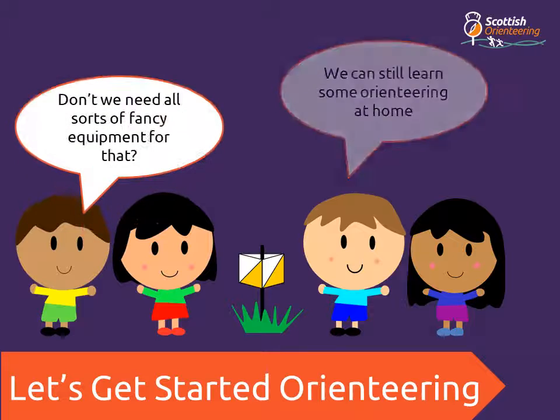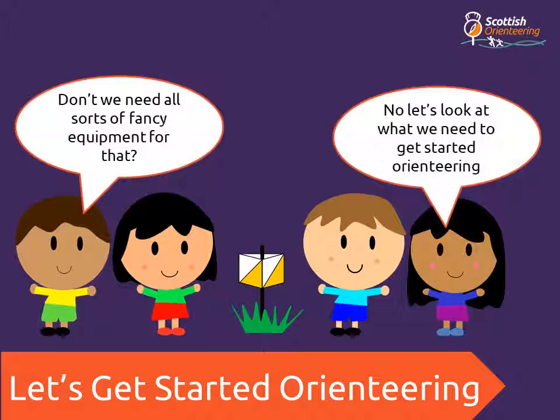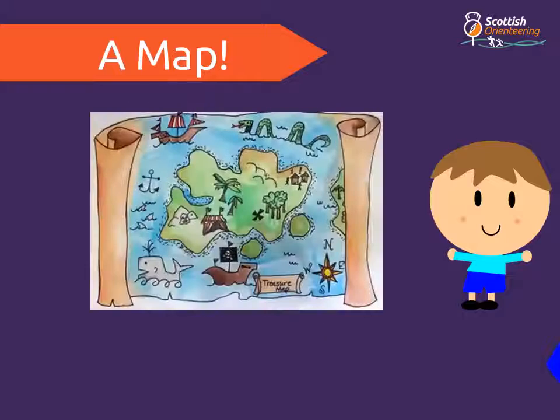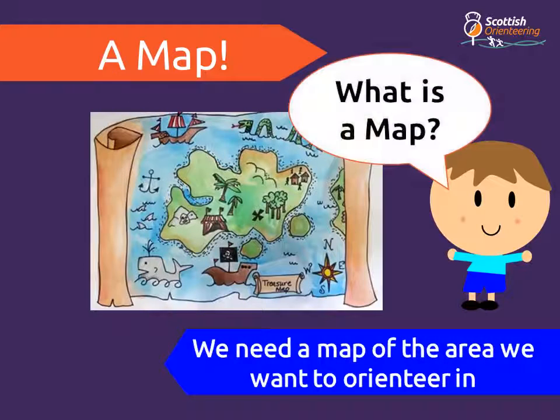Although we can't go orienteering with games at the hub, we still have lots of ideas for how you can try some orienteering at home. So what do we need to go orienteering? We need a map showing the area and where we need to go. But what is a map?